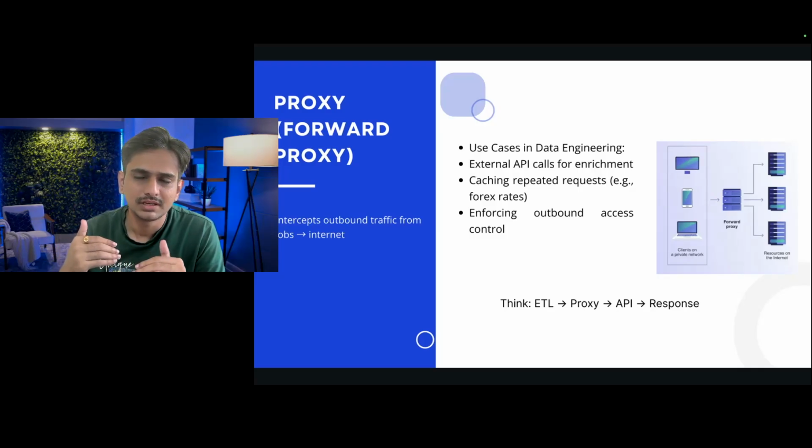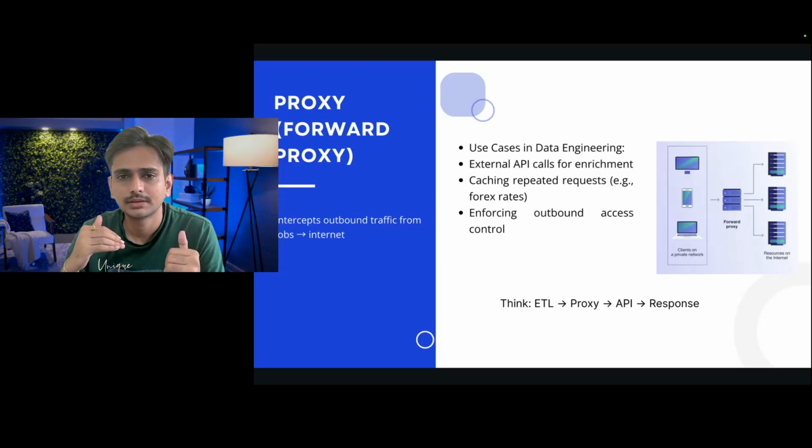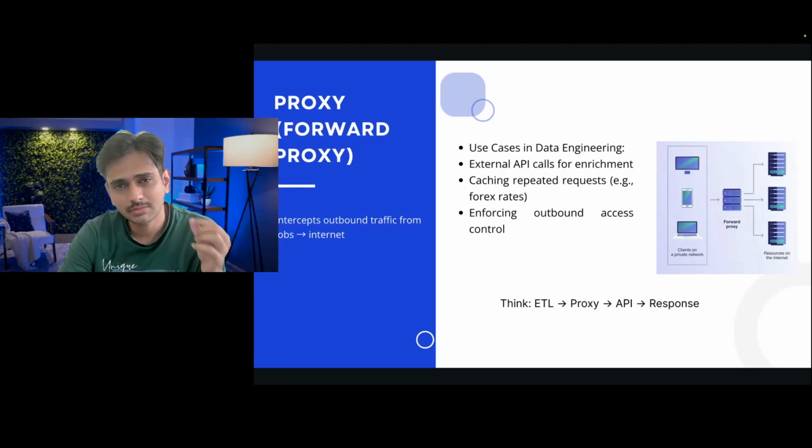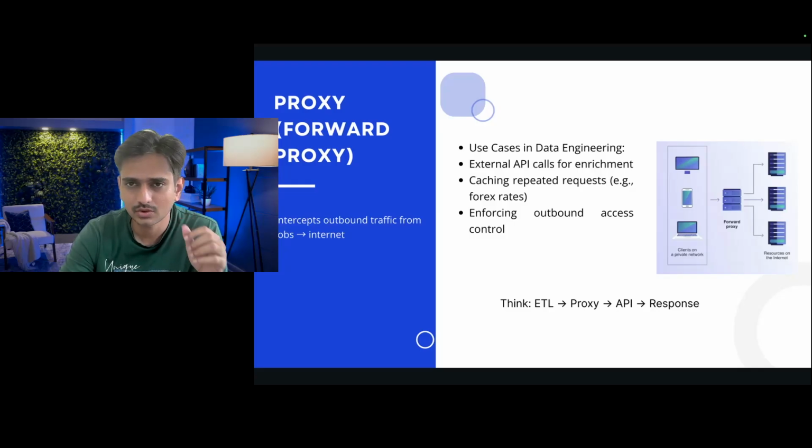From the data engineering perspective, the forward proxy will be mainly used when you're building external API calls. For example, your pipeline enriches customer data with Salesforce or a Weather API, and a corporate policy might force all these calls through a proxy for monitoring purposes. You can also use it for caching. If your pipeline calls the same API repeatedly, for example forex rates every minute, then you can use a proxy cache that can significantly save cost and improve speed as well.